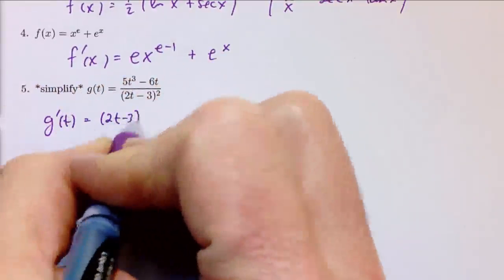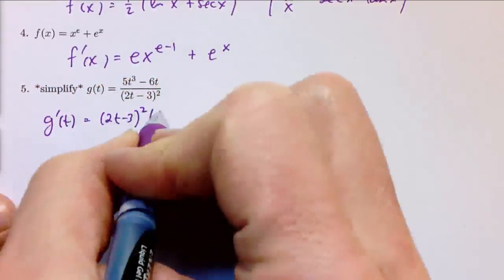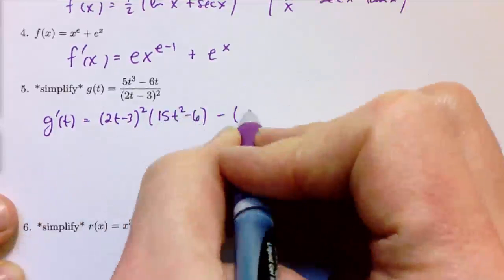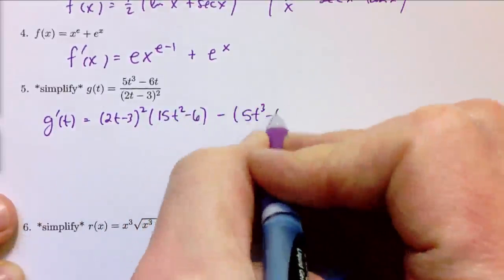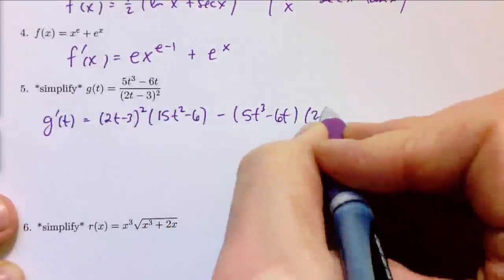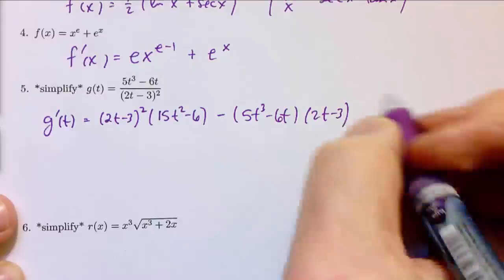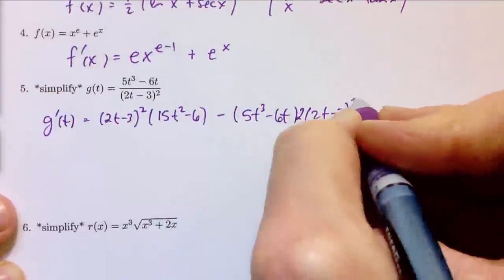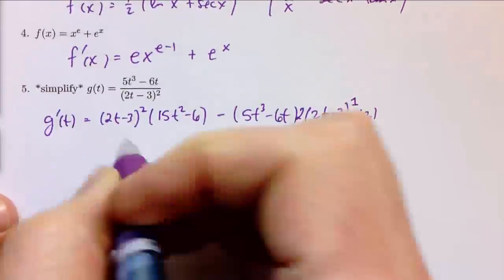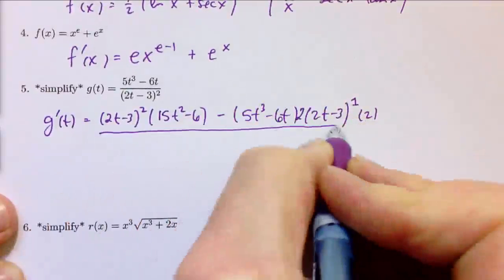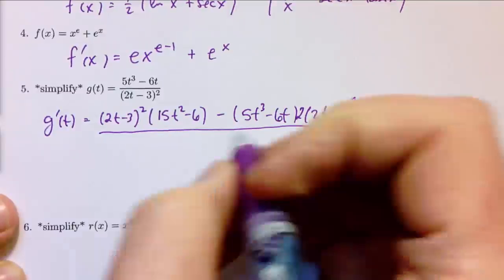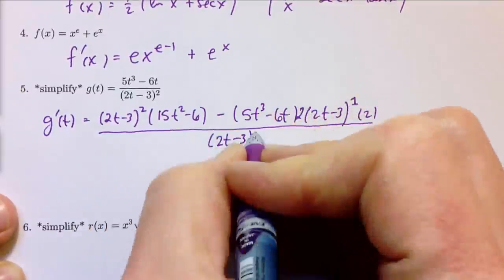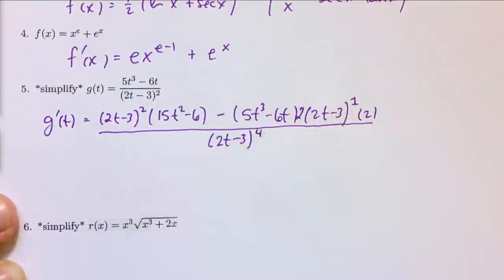Starting with low d high, minus high d low. So the derivative of the low is 2, leave the inside alone to the 1 times the derivative of the inside. All over low squared. Since this is already squared and we square it, we'll have the 4th power there.